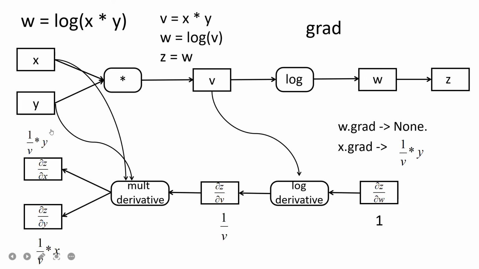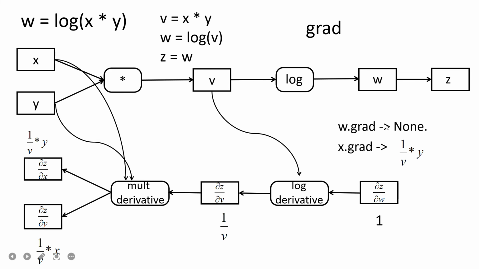Now what you see, these were your x and y which were independent, and hence they will have grad, because you need to update these weights. So you can write w.grad, which is this one, which is not a leaf node, and hence you'll get none, because you don't need to differentiate this. Don't need to update the value, because this was not a leaf node. However, x was a leaf node, and then you can use 1 by v into y, which is exactly the grad.